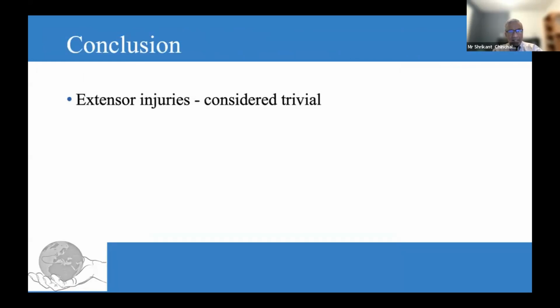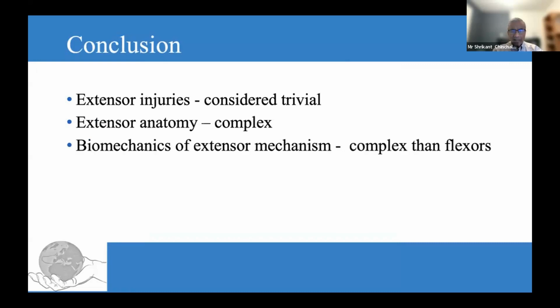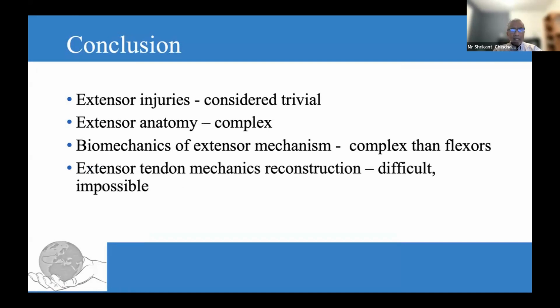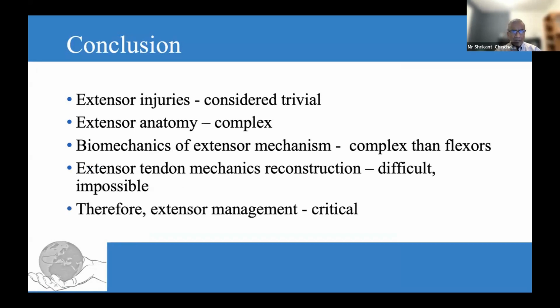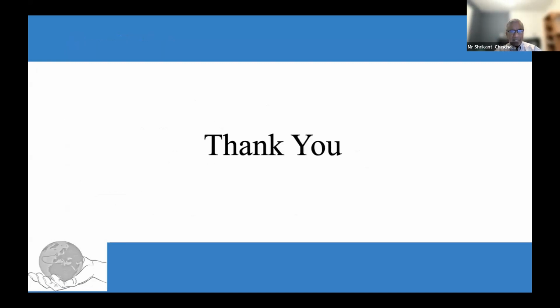So in conclusion, extensor tendon injuries are considered trivial, but they truly are not. The extensor anatomy is a lot more complex, and of course the biomechanics is even more complex than flexors. Therefore, extensor tendon injuries should not be ignored. The extensor tendon mechanism is much more complex, and therefore reconstruction or restoration of this balance between intrinsic and extrinsic is difficult, if not impossible. So therefore, extensor tendon management must be meticulous in order to avoid any of these complications that I have listed here. Thank you very much.